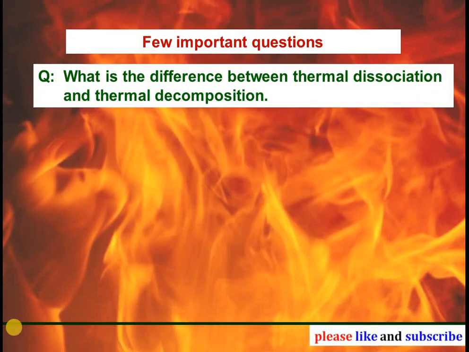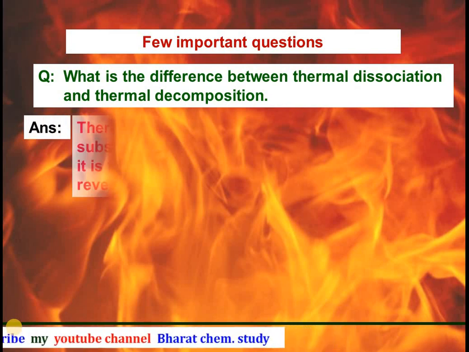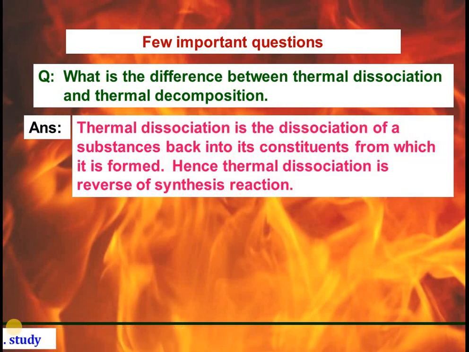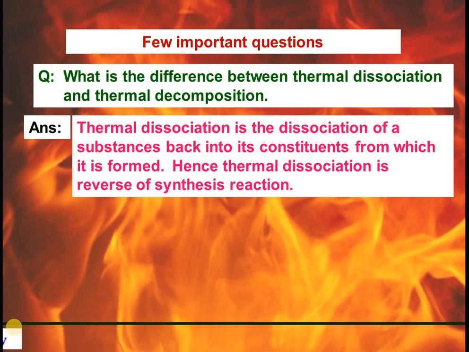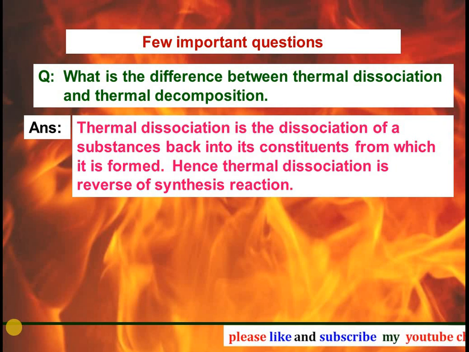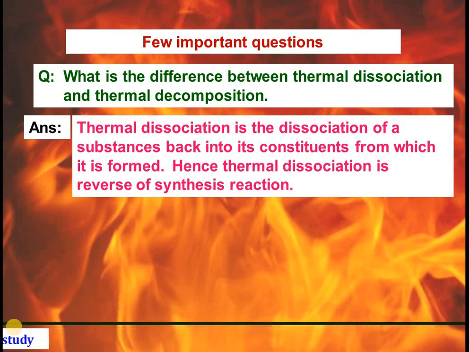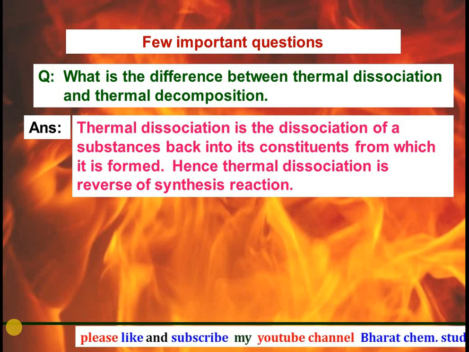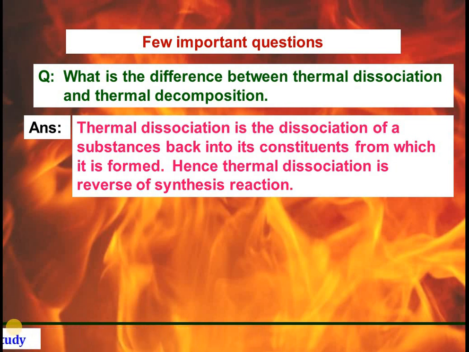Another question is, what is the difference between thermal dissociation and thermal decomposition? Thermal dissociation simply means the breaking of a substance into its constituents from which it is formed, and which recombine to give the product back. Hence, it is a reversible reaction and is the reverse of a synthesis reaction. Whereas in thermal decomposition, the substance breaks to give new substances and it cannot be reversed.